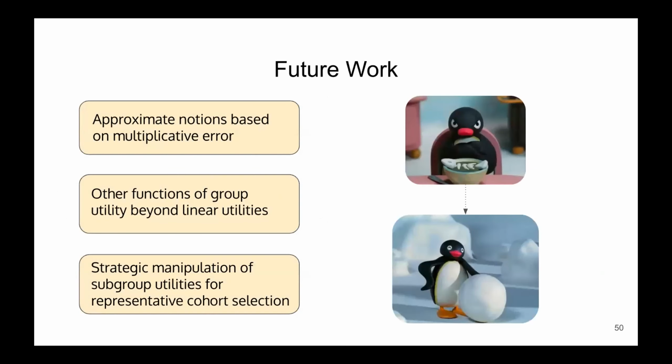And so future work might include approximate notions based on multiplicative error, other functions of group utility beyond linear utilities, or, as I said, a lot of this was about really pleasing one unhappy penguin. So you can imagine if you incorporate strategic manipulation, you might arrive at a much more difficult problem.